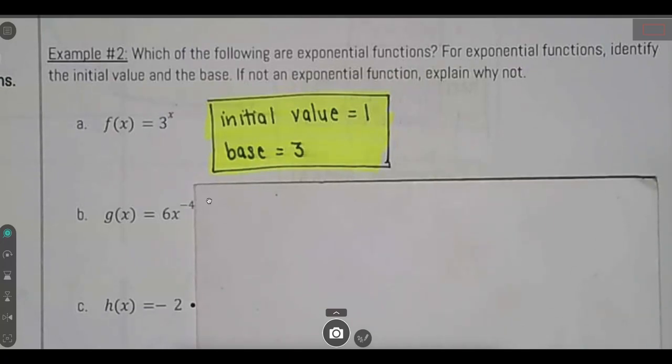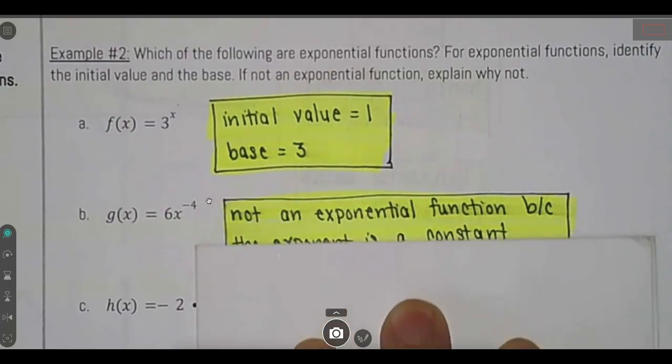So in the formula a times b to the x power, to get this, you have 1 times 3 to the x power. Does that make sense? It is an exponential function because we have a variable as an exponent. Yes. Well, what would the initial value be? So when x is 0, what is the value of the function? It's 1.